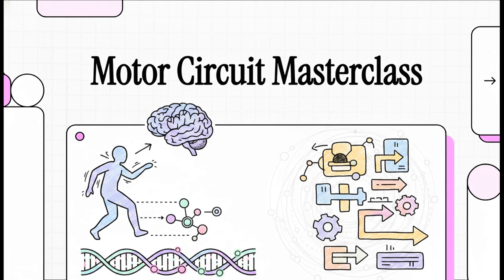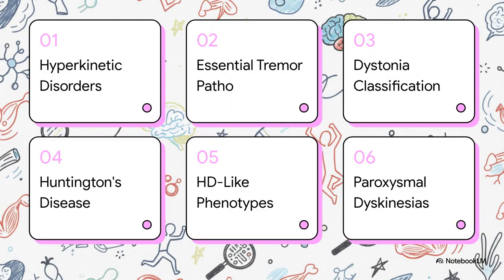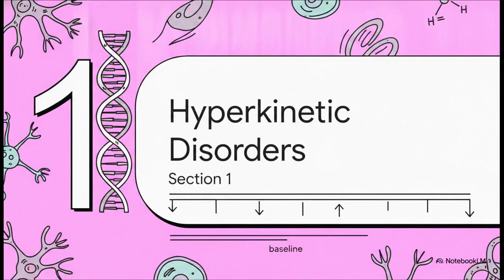Let's get into it. Here's our quick agenda for today. 1. Hyperkinetic disorders. 2. Essential tremor pathophysiology. 3. Dystonia classification and genetics. 4. Huntington's disease pathogenesis. 5. Huntington's-like phenotypes. And finally, 6. Paroxysmal dyskinesias. Let's jump right into section 1, hyperkinetic movement disorders.